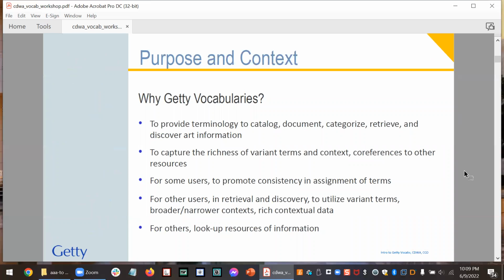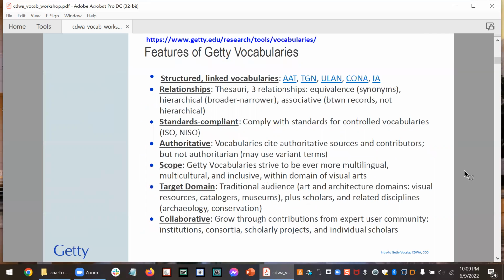Why do you need vocabularies in the first place? Well, to provide terminology to catalog, document, categorize, retrieve, and discover art information. We capture the richness of all the variant terms and contexts and co-references associated with the concepts. Now, for some users, they use vocabularies to promote consistency in assigning terms when cataloging. For other users, they use the vocabularies on the retrieval and discovery end to utilize the variant terms and other rich data. And for yet others, they use the vocabularies as lookup resources of information.